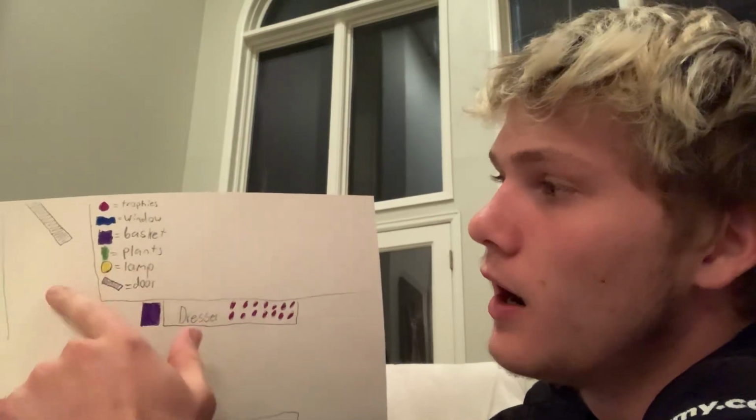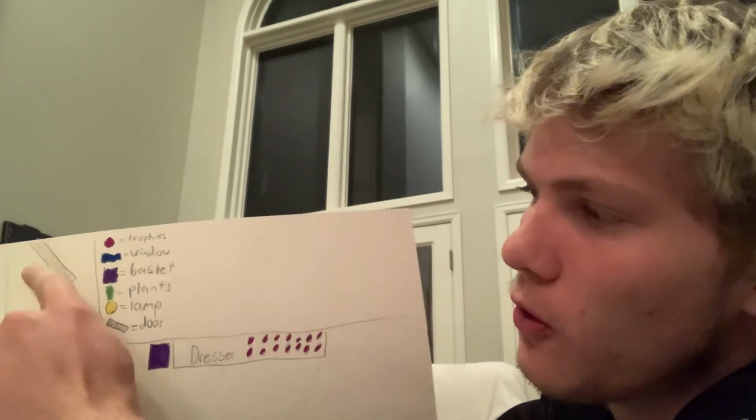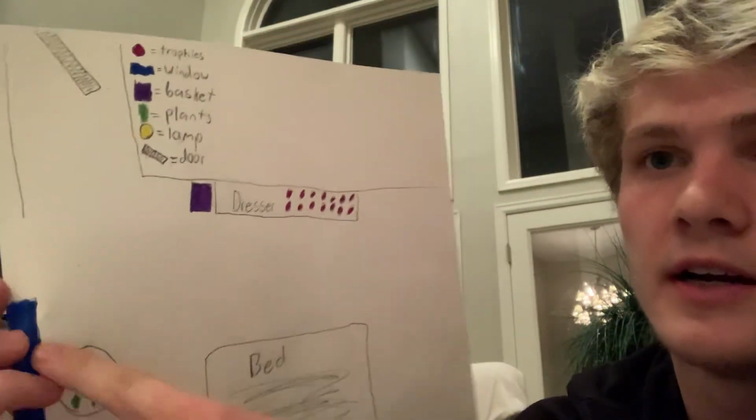So this represents all my trophies right here on my dresser. This one represents my basket, which is right here. My plants, as I said before, right here. And then I do little things like here's my door, here's the windows, these little blue things right here and right here, over here. And yeah, there's my room.